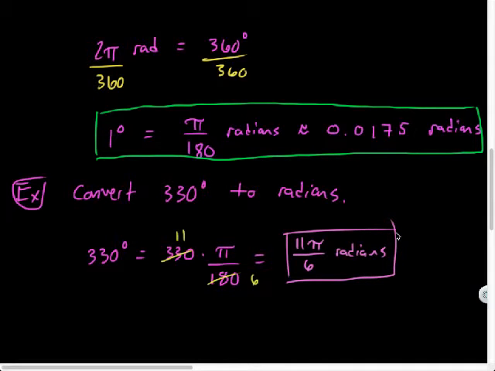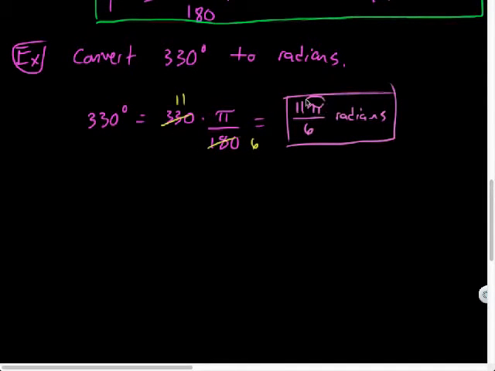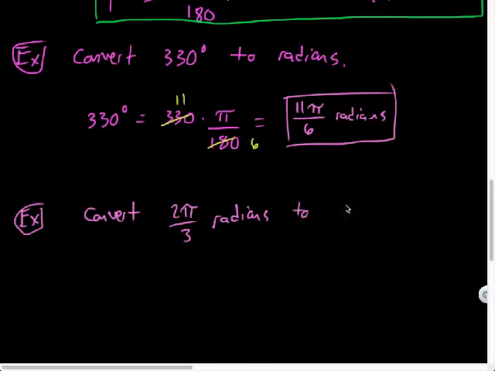All right, so this is an equivalent measurement to 330 degrees. It's just measured in radians. And typically, I'll leave the pi symbol up in the numerator. Technically, you also could write that as 11/6 pi if you wanted, but usually we'll just leave the pi in the numerator. That's just as easy. Okay, so there's our first convert problem. Let's try converting the other way. Convert 2 pi over 3 radians to degrees.